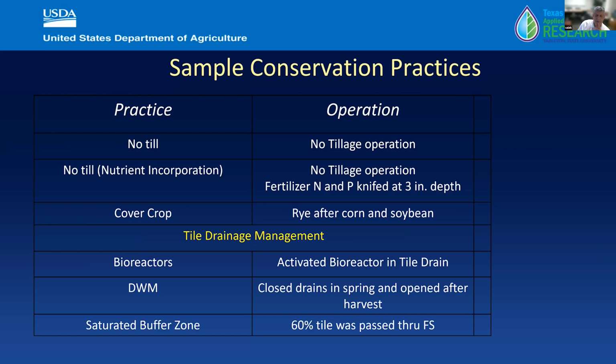And going back, because this farmer is in Iowa, we are going to do practices on the tile drain: bioreactor, closed drain in the spring and open after the harvest, drainage water management, and saturated buffer zone 60%. Tile is passed through the filter strip before it goes to water bodies. So these are the 6 practices that we're going to do for the farmer.